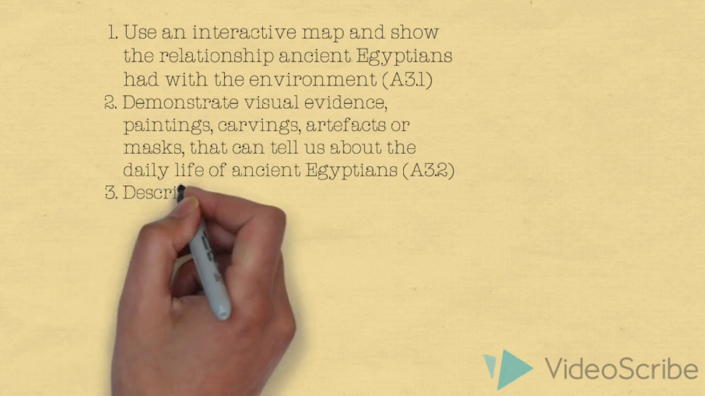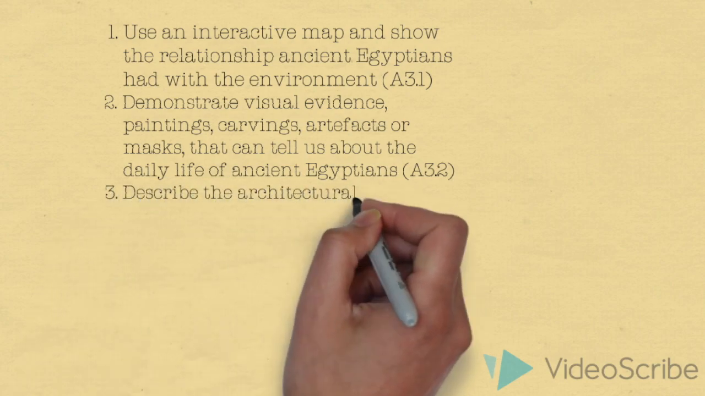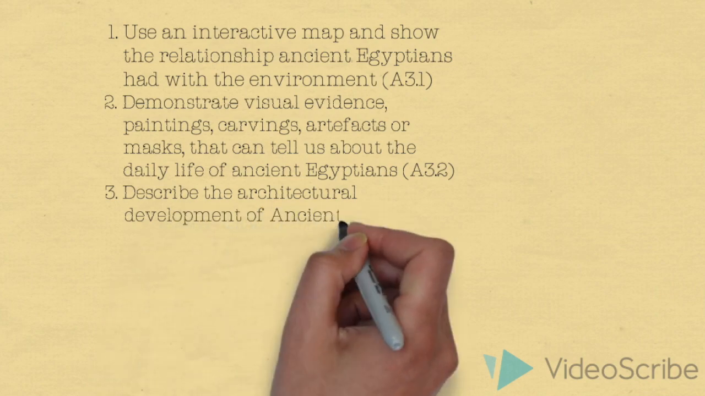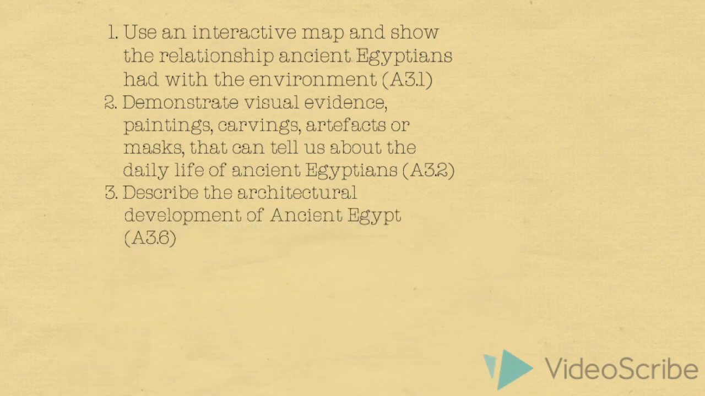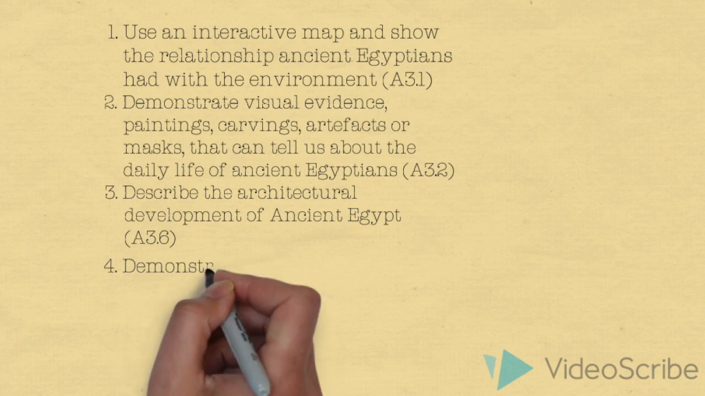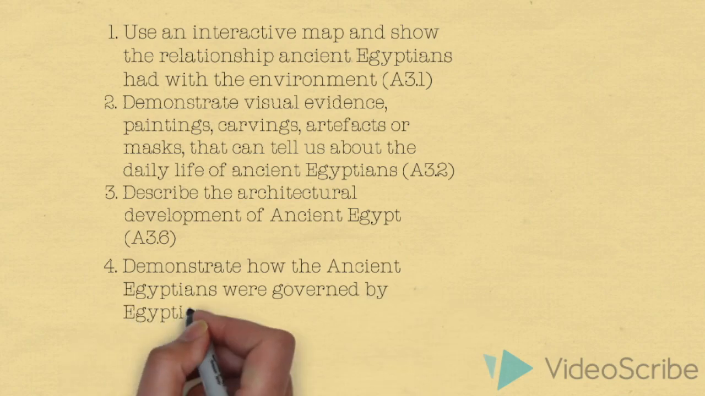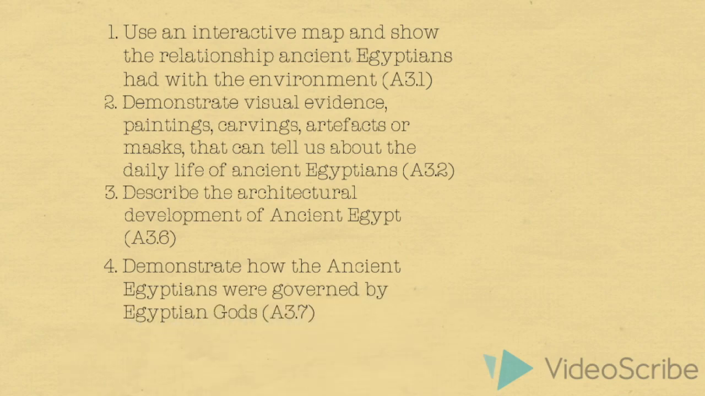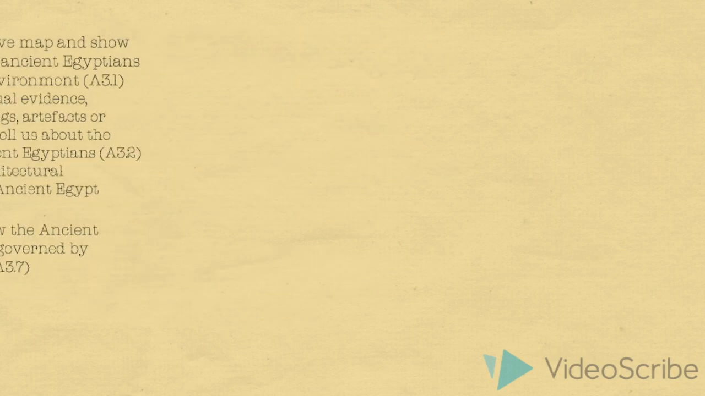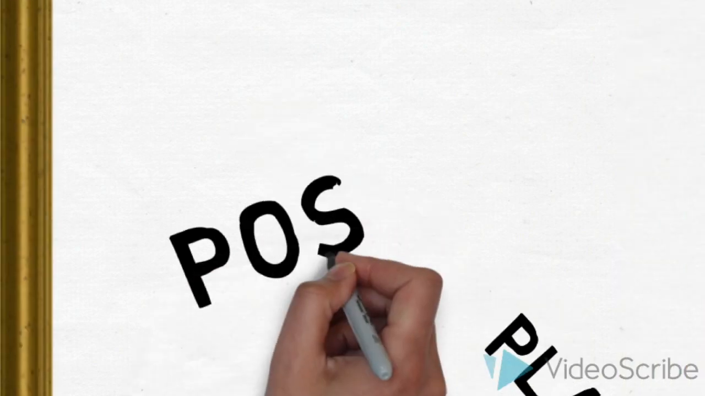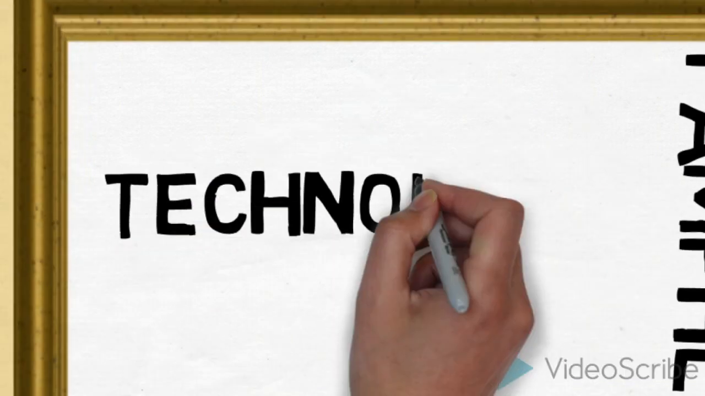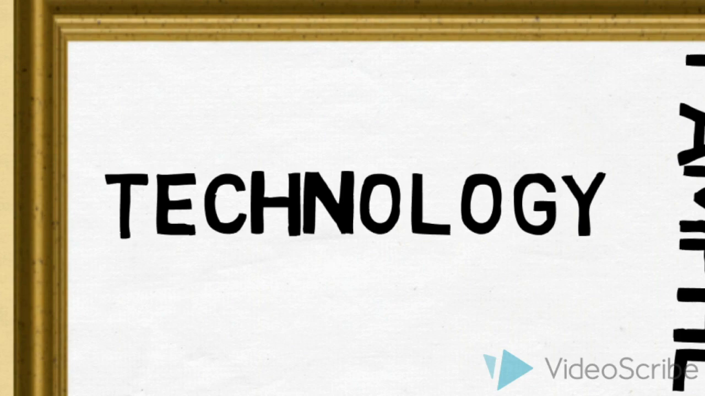3. Describe the architectural development of ancient Egypt, as seen in A3.6. This is where they can talk about engineering techniques of building pyramids or simply building boats. And 4. Demonstrate how the ancient Egyptians were governed by Egyptian gods, which is taken from A3.7, and they can choose from one or more Egyptian gods of their choice. Students will be split into groups and can choose to present a play, just like how my group did, or they can do a poster, a pamphlet, an art project, create a game, or if there's enough technology to go around, they can present it using a program of their choice.